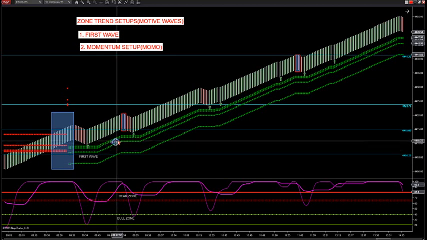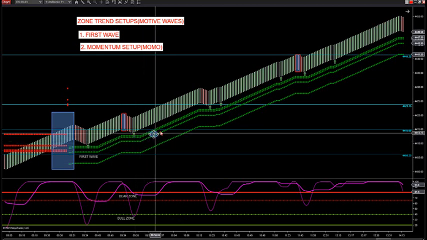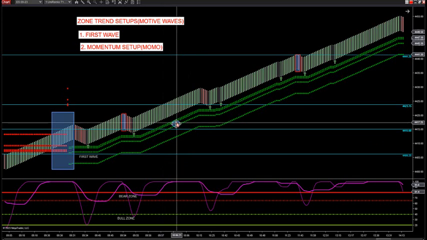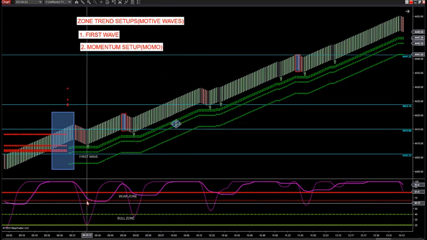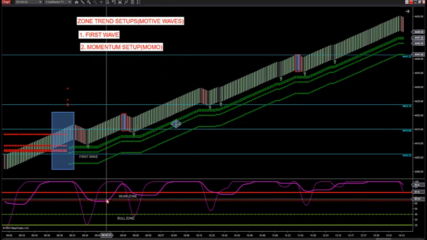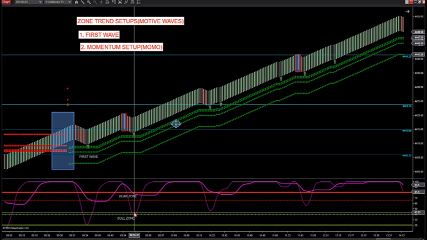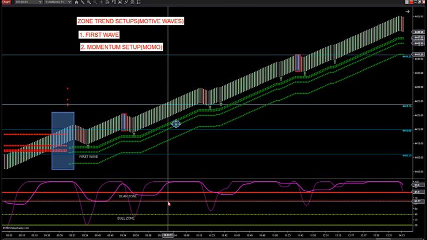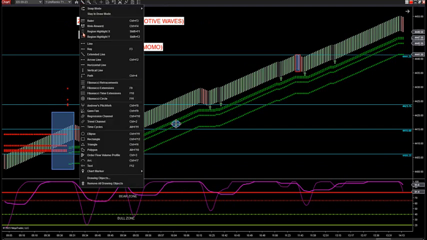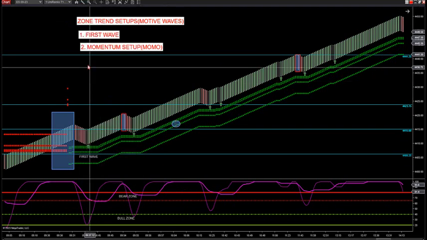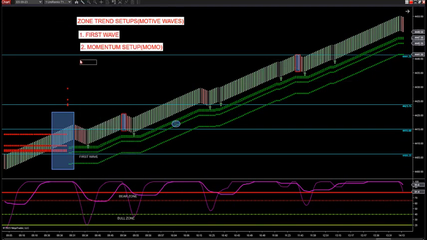Remember, MOMOs have to stay above the green shallow zone for buys, or below the shallow zone for sells. And secondly, my large signal line for buys has to stay above 65, or below 40 for sells. And my small signal line has to stay above the bull zone of 40 when the reversal happens, or below 65 for sells. Very simple. The third setup we have is another trend setup. This is called a sling, FZR, full zone retracement.